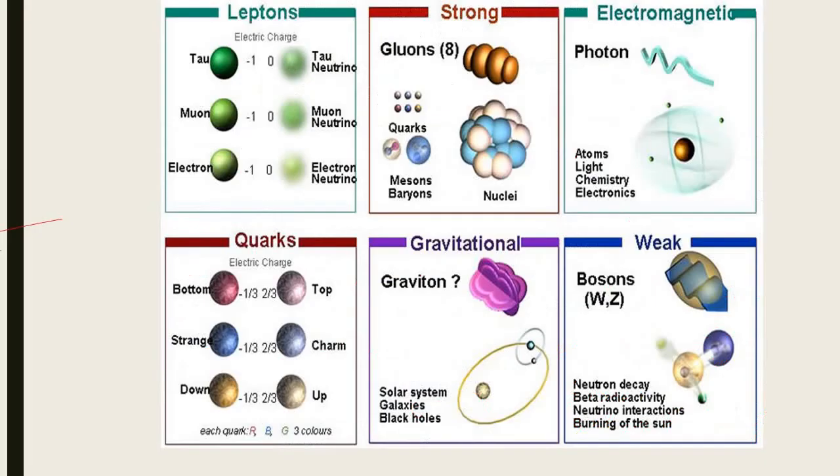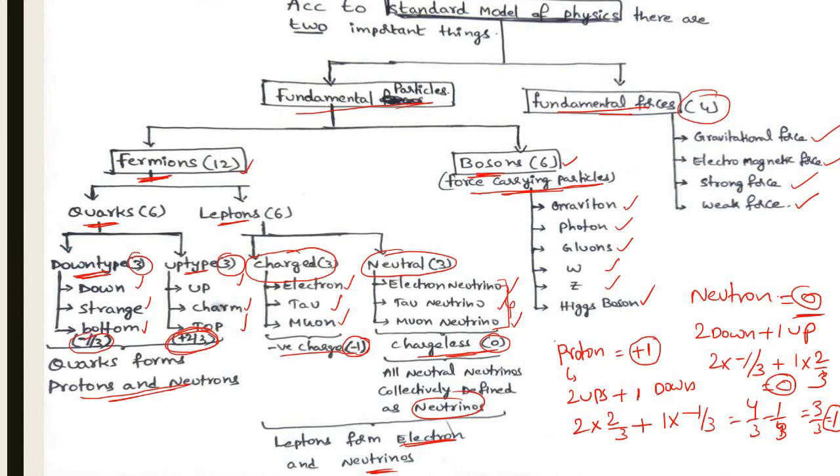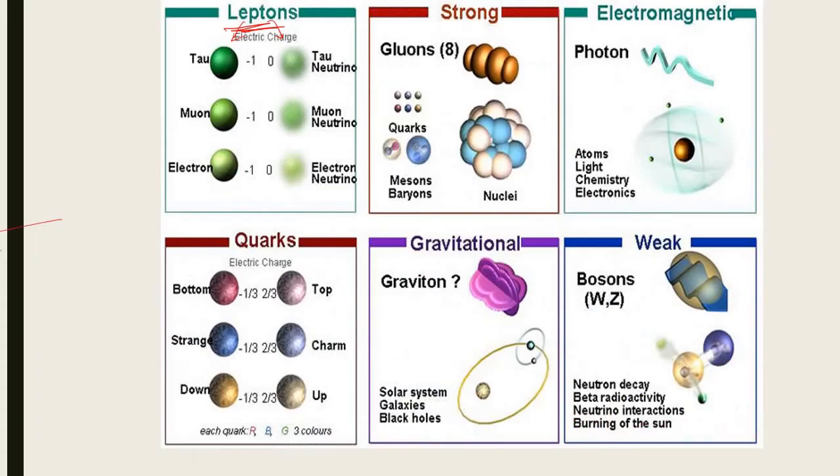This is the summary which I took from the internet. This picture is taken from the internet. These are leptons, which are divided into two groups, charged and neutral. Charged has a negative charge of minus 1, and neutral is chargeless, meaning zero charge. Similarly, quarks: these are down type and these are up type. Down type have a charge of minus 1/3 and up type has a charge of 2/3.